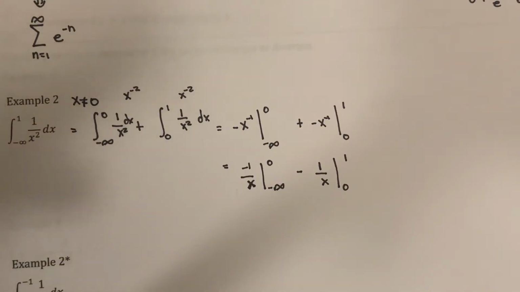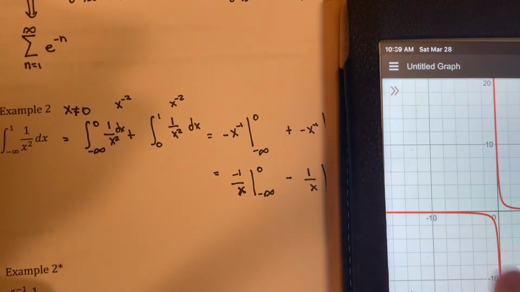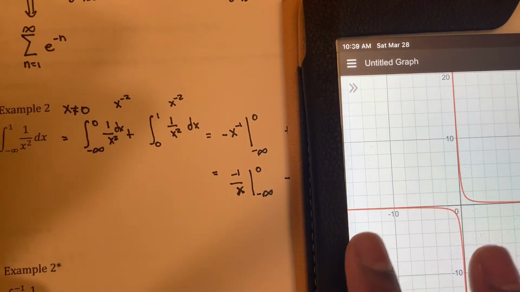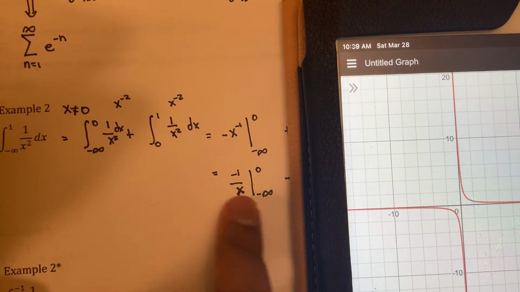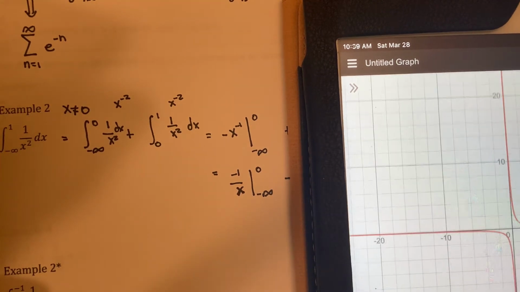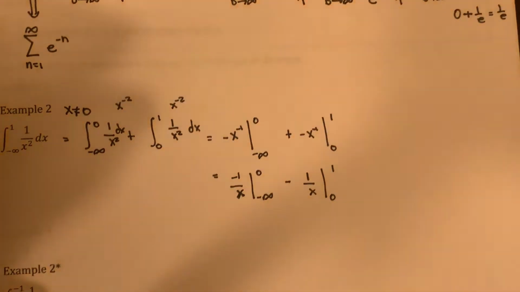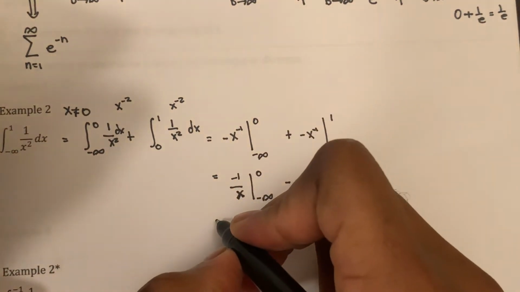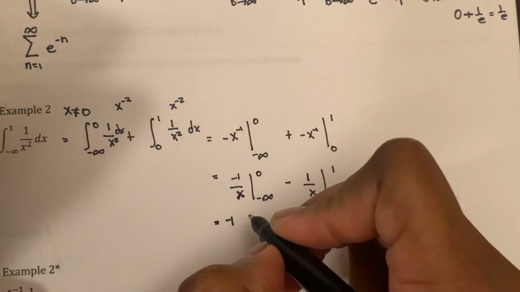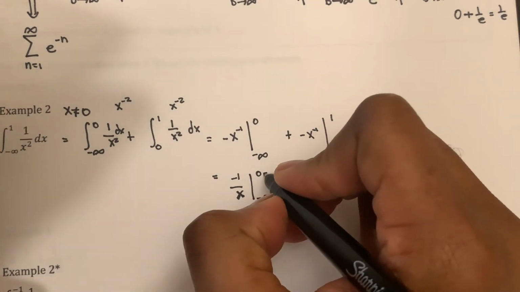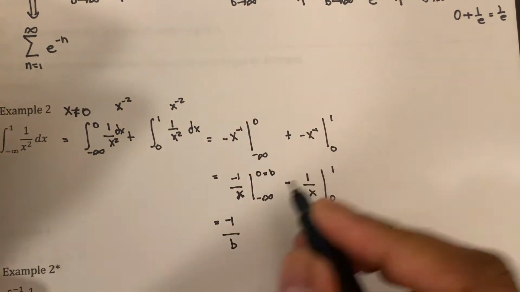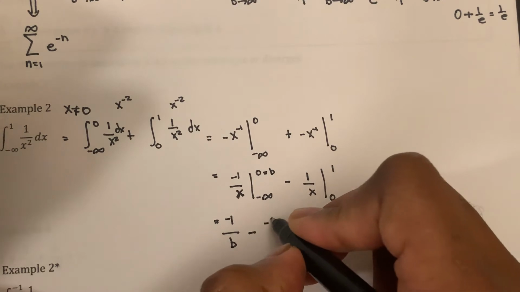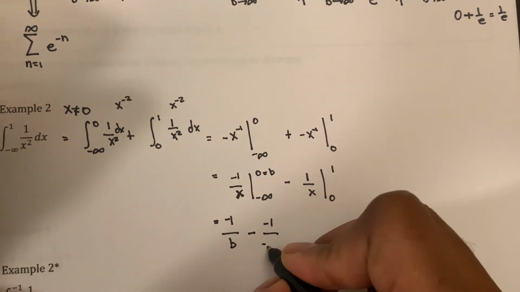Now on Desmos, I pulled up the graph of 1 over x just in case you forgot how the graph looks. So when x goes to negative infinity, the lower limit is going to become 0. So we end up with negative 1 divided by, in this place, we're going to put b for a moment. So negative 1 over b minus negative 1 over essentially negative infinity.